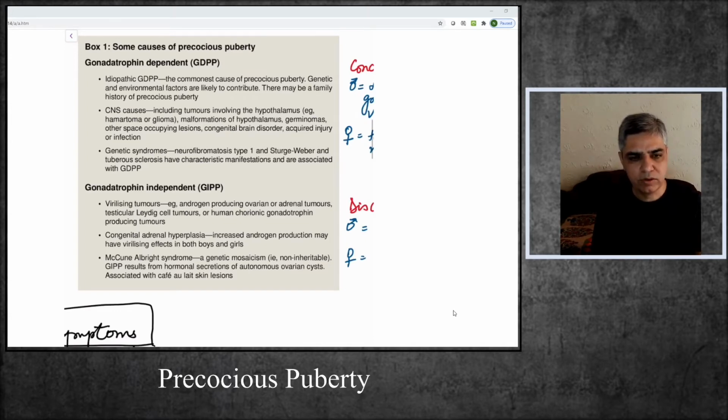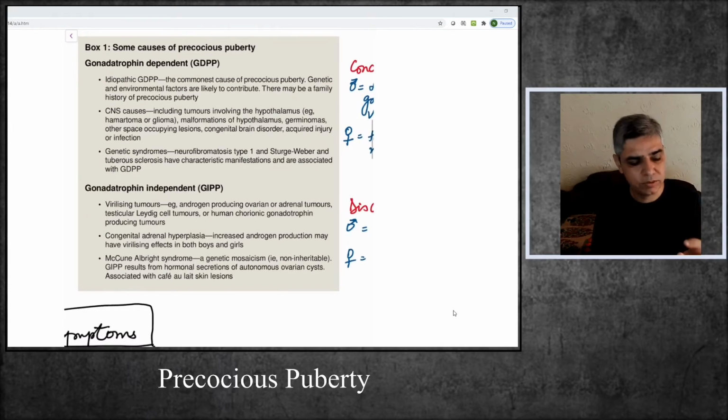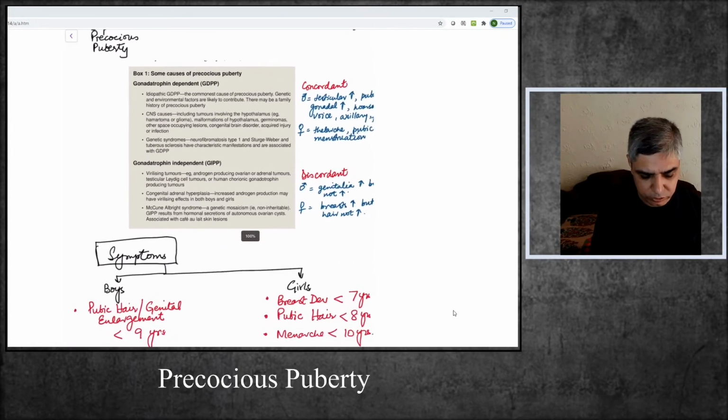So in McCune-Albright syndrome, what you get is cafe-au-lait spots, you also get polyostotic fibrous dysplasia of the bones, so that can lead to fractures and deformities of the bone, and precocious puberty. So these are the three things which are hallmark of McCune-Albright syndrome. One is precocious puberty, the other is polyostotic fibrous dysplasia, and number three is cafe-au-lait spots. So these are some of the causes of peripheral or gonadotropin independent precocious puberty.